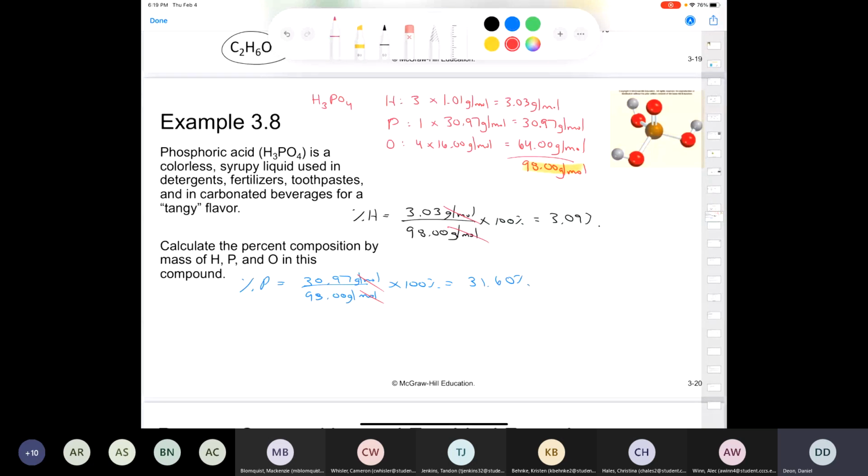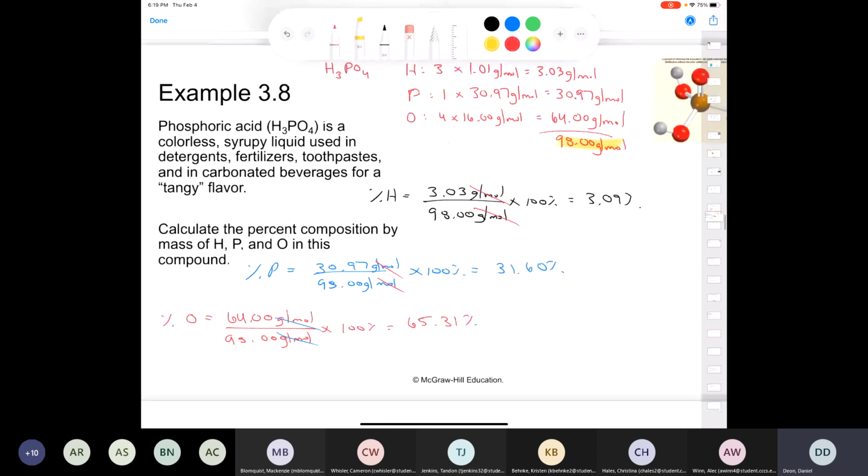And then finally, for my percent of oxygen, and you can see that it must be mostly oxygen by percent composition. So we have 64 divided by 98.00 grams per mole multiplied by 100%. And grams per mole cancels. I punch all that into my calculator and I end up with 65.31%. So when I tally up 3.09, 31.60, and 65.31, it should equal 100.00.